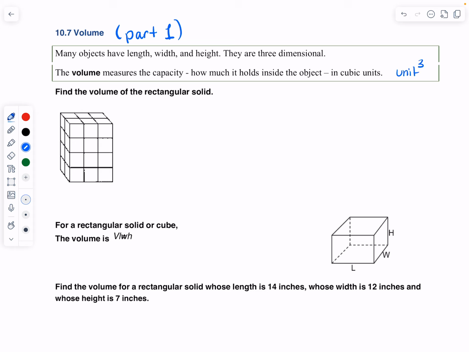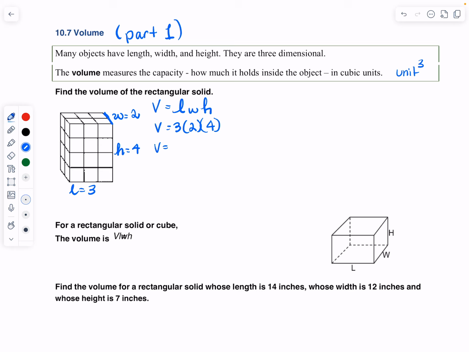So the first question says, find the volume of the rectangular solid. To find the volume of a rectangular solid, the formula is to take the length times the width times the height. Now, the length is 3 units, the height is 4 units, and the width equals 2 units. So I do 3 times 2 times 4 to find the volume.